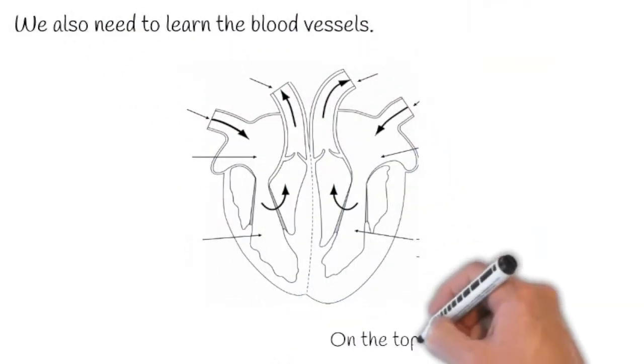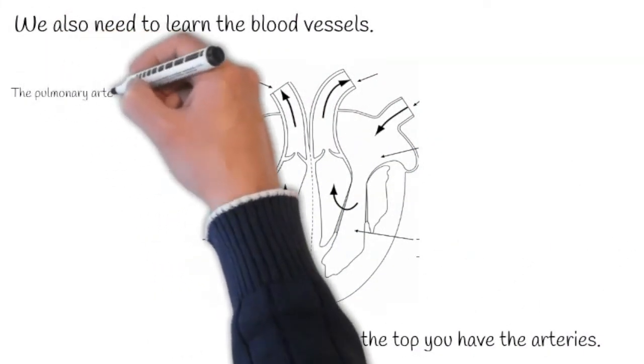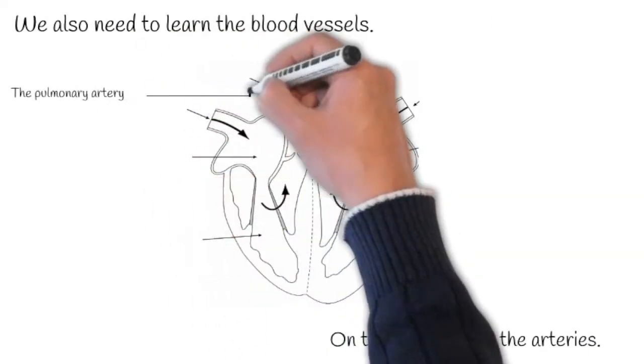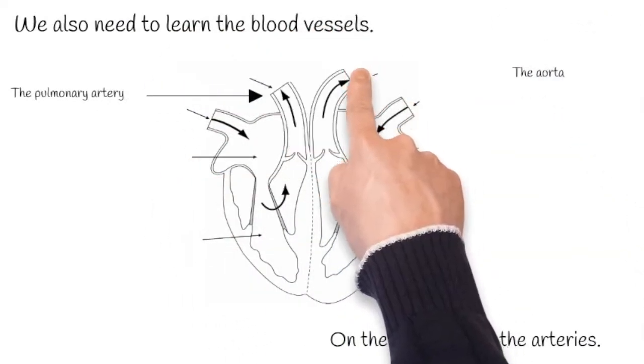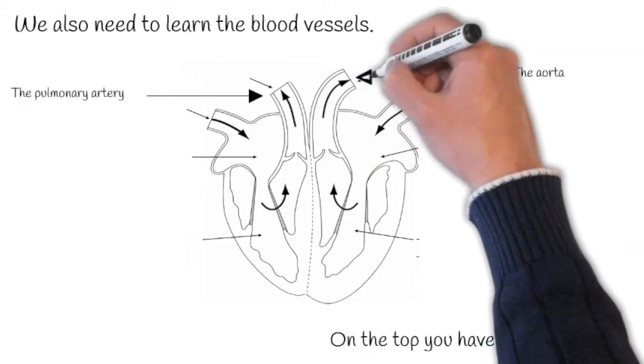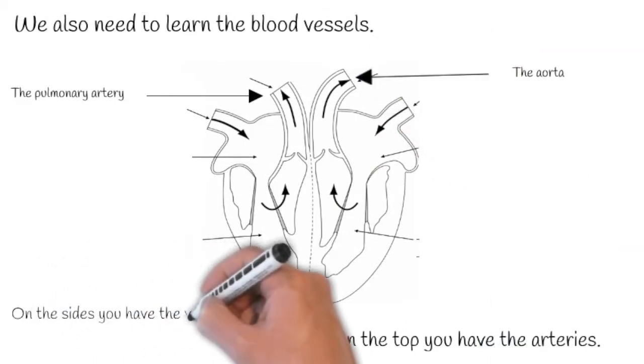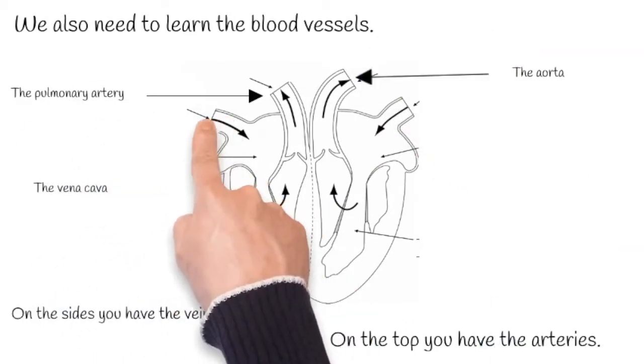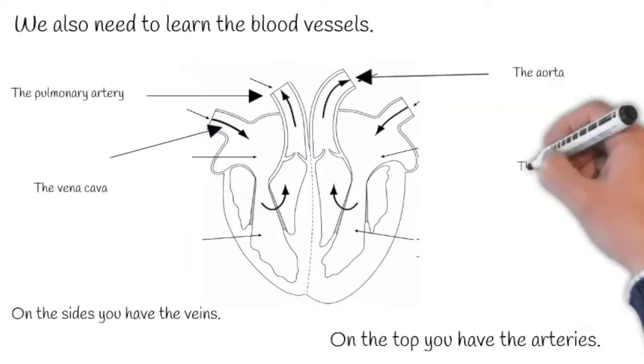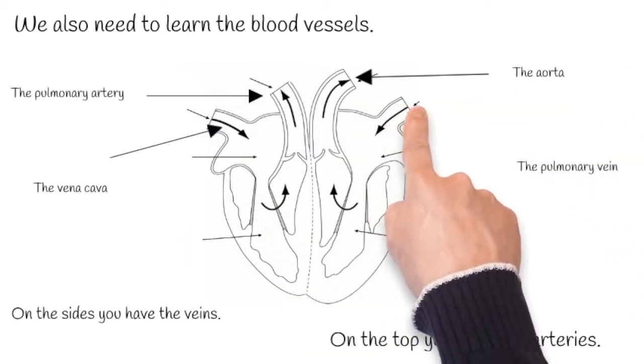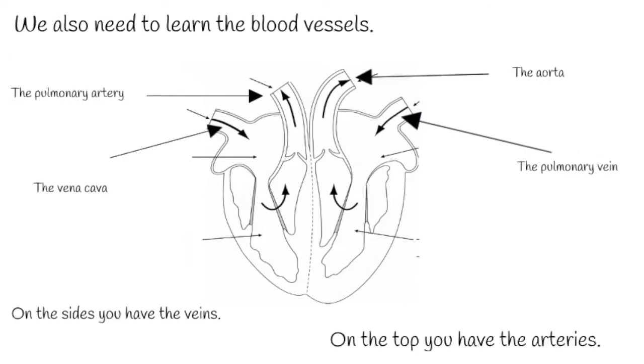We also need to learn about the blood vessels. On top, you have the arteries. They take blood away from the heart. Here is the pulmonary artery on the right side, and here is the aorta on the left side. Now on the sides, we have our veins. We have the vena cava on the right side, and the pulmonary vein on the left side.